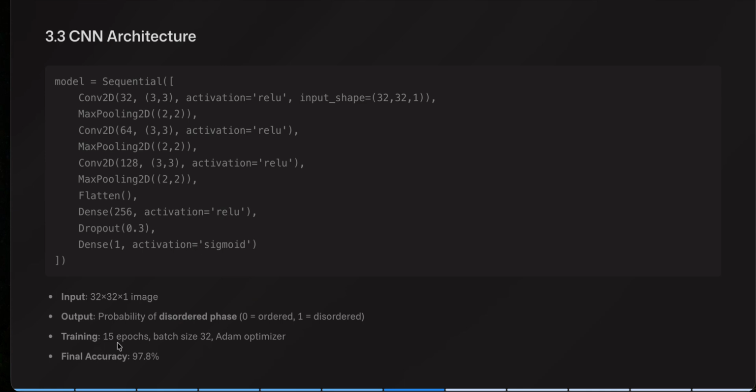So after training we get the final accuracy of 97.8%.